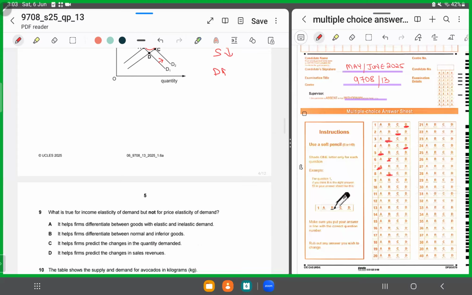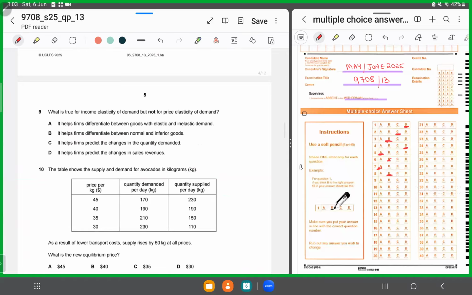Moving forward, MCQ number 9. MCQ number 9 says, what is true for income elasticity of demand but not for price elasticity of demand? Price elasticity of demand is percentage change in quantity demanded divided by percentage change in price. That shows how responsive quantity demanded is to changes in price. Income elasticity is percentage change in quantity demanded relative to percentage change in income.